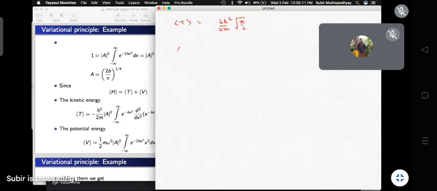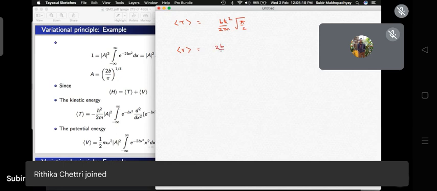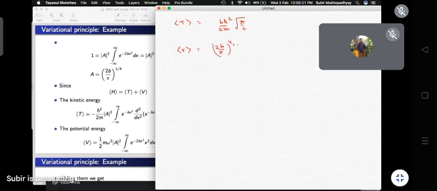Now potential energy. Potential energy is, we know how much is mod a square. So mod a square is 2b by pi to the power half. Then integration half m omega square x square. Then we have to have mod psi square, that was e to the power minus how much? 2b x square. 2b by pi to the power 1 by 4. Yes, 1 by 4, but then this is basically psi, v psi, right?